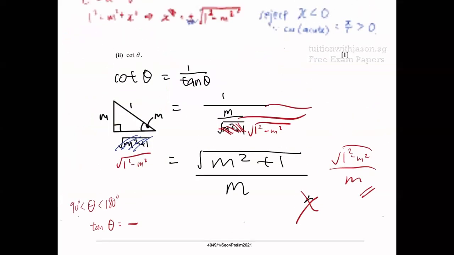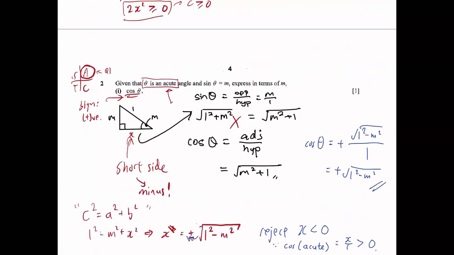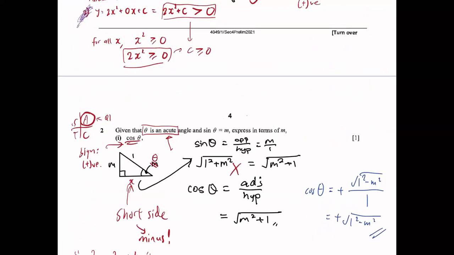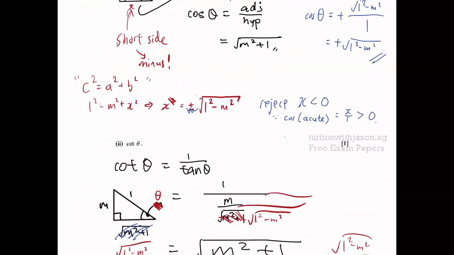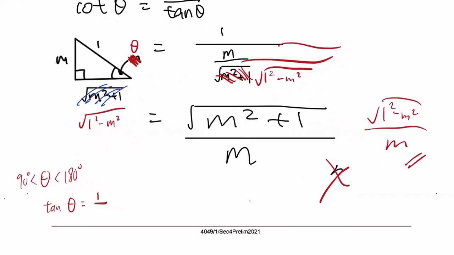Oh, I just realized we made a mistake here. This is not m, this is theta. The angle must be theta, not m. Yeah, the length is m. So tangent theta is what? Opposite over adjacent. So opposite is m, adjacent is square root 1 square minus m square. But what do you need? m is positive, square root is positive.